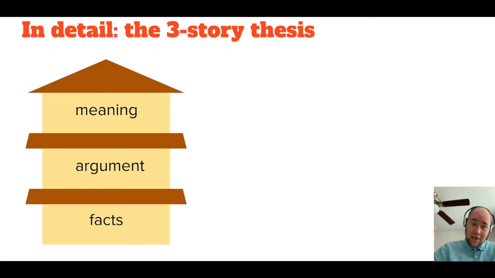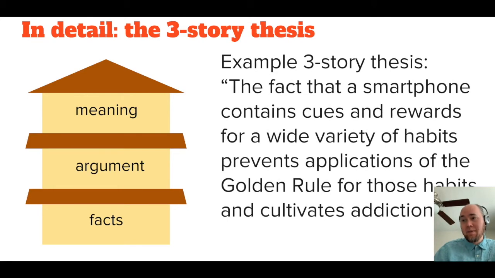Okay, so a possible example for this essay might be the fact that a smartphone contains cues and rewards for a wide variety of habits prevents applications of the golden rule for those habits and cultivates addiction. So the bigger meaning here is cultivates addiction. That's not something that was in the prompt. The prompt didn't ask about addiction, but this is something that I learned by thinking about how a smartphone prevents you from applying the golden rule. If you've read Duhigg's book, you'll know what I mean by golden rule.